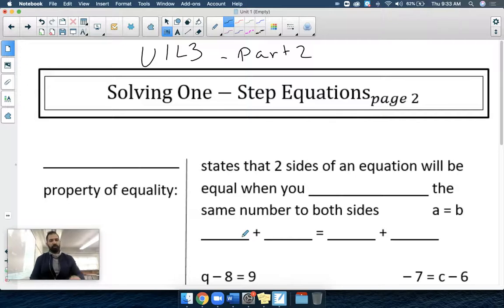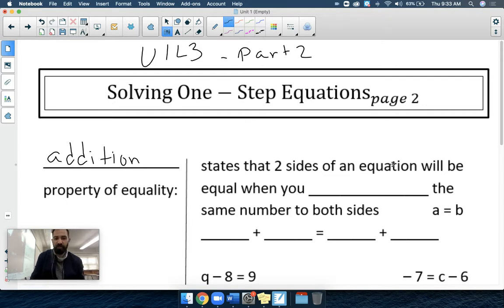All right, welcome back. Unit 1, Lesson 3, Part 2. This is page 2 in your notebooks. We're going to continue solving one-step equations. Again, page 2 here. First thing we're going to look at: we finished off the last video with subtraction, and we're going to continue today with addition, the property of equality for addition.